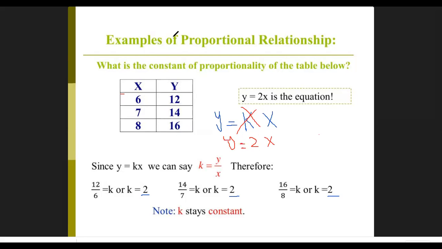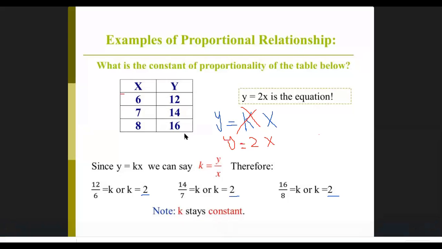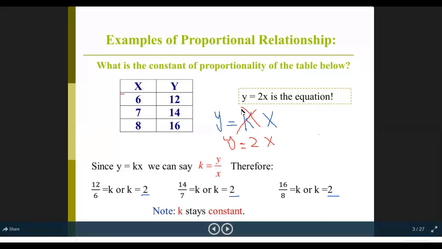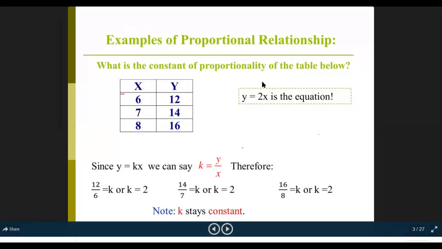First, we are going to check the table. 6, 7, 8, it's increasing. Check the second table, 12, 14, 16. Both variables are increasing together, so this represents a direct variation. Second, we look for the constant. If you find that the constants are the same, then it's a proportional relationship. Third, we write the equation: y equal kx, and then we replace k by the constant value.